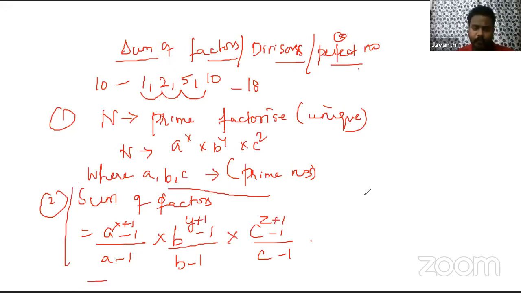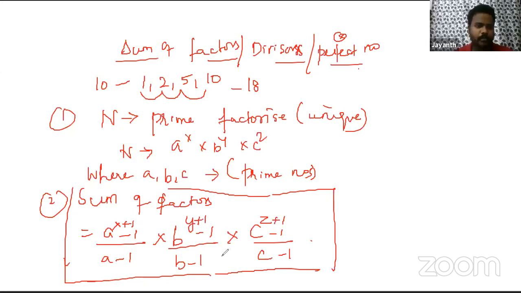I'll explain the formula later. Please note down the formula now so that I can explain one problem. All of you please note that down: a power x plus 1 minus 1 divided by a minus 1, into b power y plus 1 minus 1 divided by b minus 1, into c power z plus 1 minus 1 divided by c minus 1. I'll move the chat box here and explain.